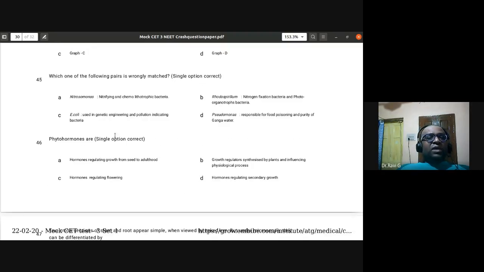So why is graph B selected? If you look into it, Km indicates the affinity of the enzyme towards its substrate. If Km equals half of Vmax, then there is going to be affinity towards the substrate. Okay.